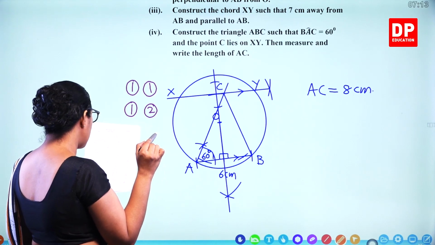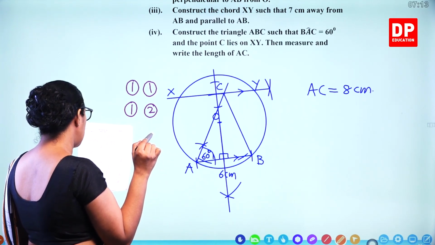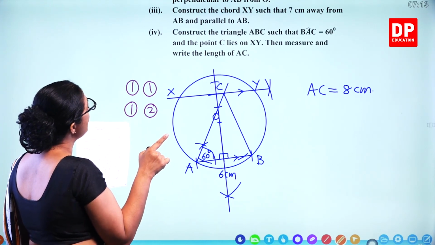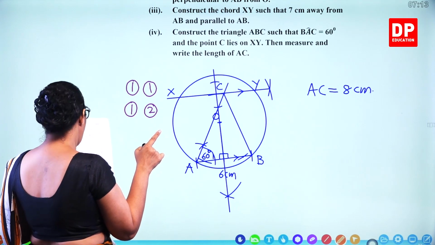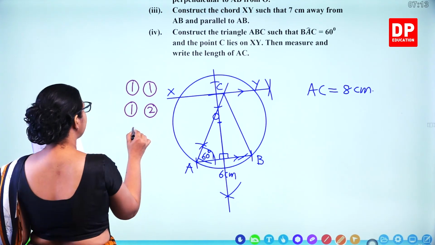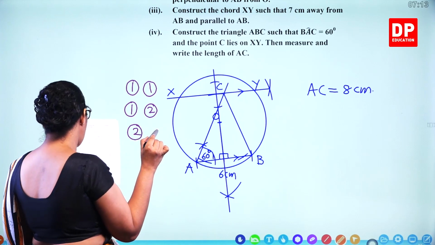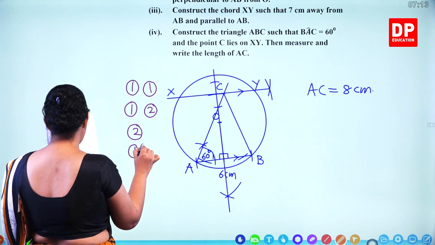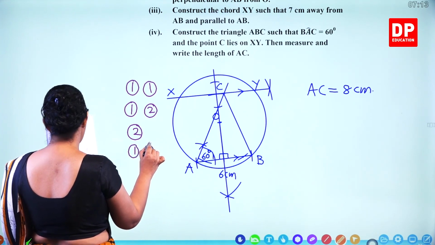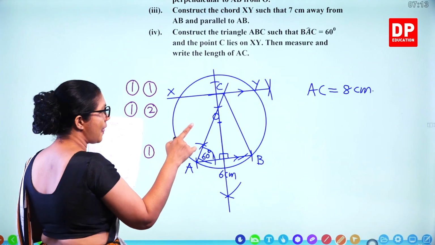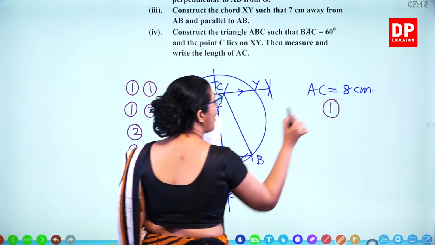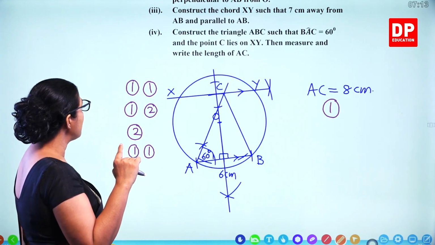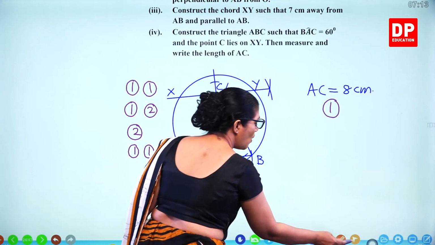And for the third part, for construction, that's 7 centimeters away from AB and parallel to AB, you are getting 2 marks. And the fourth part, you are getting 3 marks: construct the angle 1 mark, triangle complete 1 mark, measuring AC and writing down 1 mark. So see whether we gave 10 marks: 2, 3, 4, 5, 6, 7, 8, 9, 10. So 10 marks for that whole question.